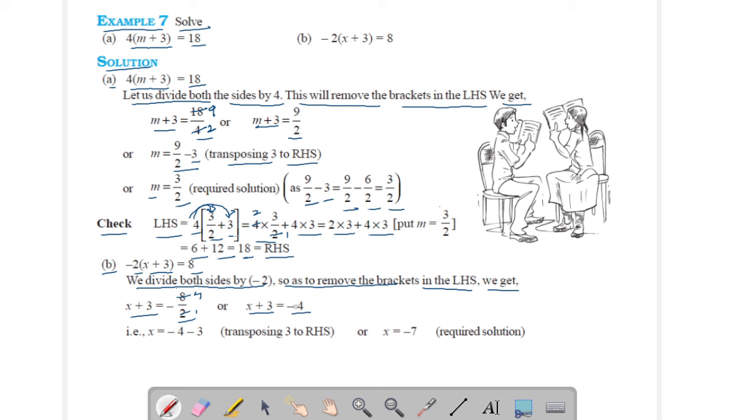x plus 3 equal to minus 4, and then transposing 3 to right hand side. If you bring 3 on right hand side, the sign will be changed. That is, here it is plus 3. When we bring it on right hand side, it will become minus 3. So this can be written as x is equal to minus 4 minus 3, and if you solve it, it is minus 7. This is the solution. This is the value of x.